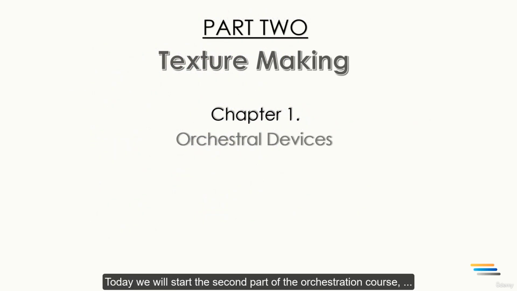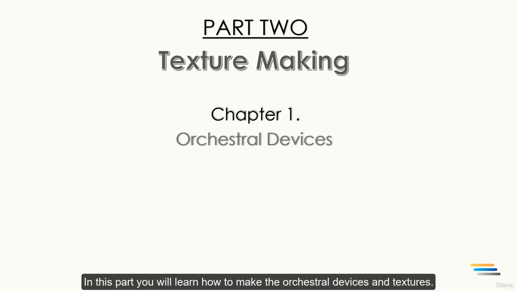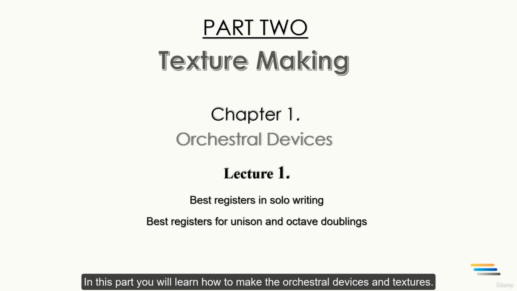Today we will start the second part of the orchestration course, which is called texture making. In this part you will learn how to make the orchestral devices and textures. The melodic line performed on one or combined instruments is called devices. The combination of transformed harmonic elements is called the texture.